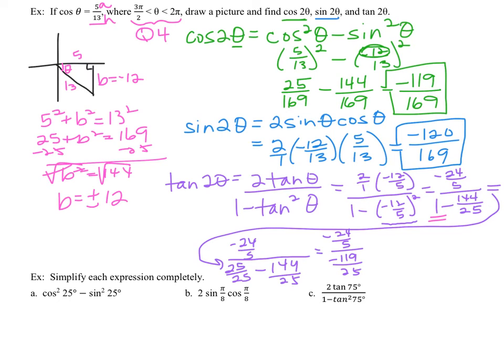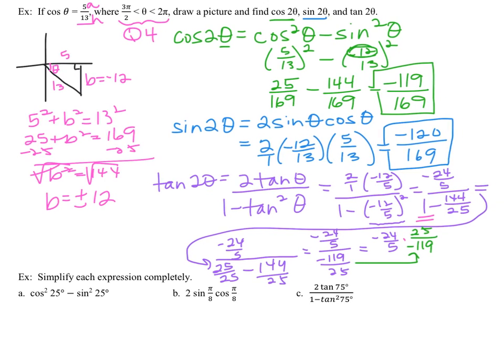This is the point where we have a fraction within a division problem. And when this happens, we're going to apply keep, switch, flip. So here's what we're going to do. We're going to keep negative 24/5. We're going to switch division to multiply. And then we're going to flip the denominator, 25 over negative 119. And then we've got to simplify.